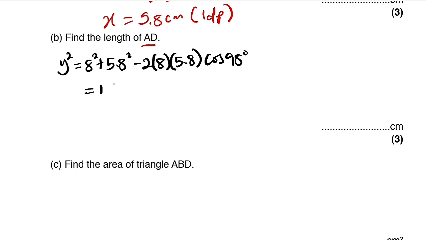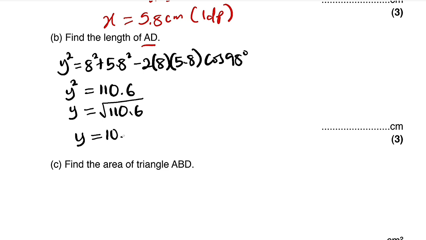The whole of this equal to 110.6. This is y squared. Then y will be equal to the square root of 110.6. And finally, y equal to, we have 10.5 in 1 decimal place.